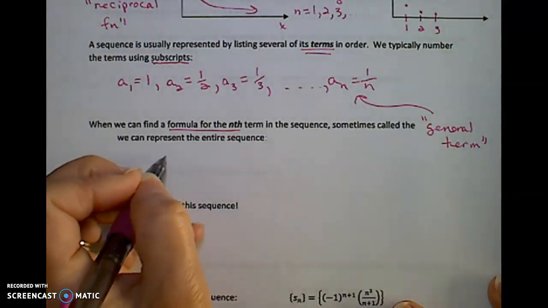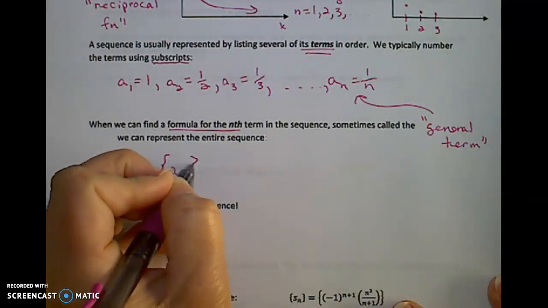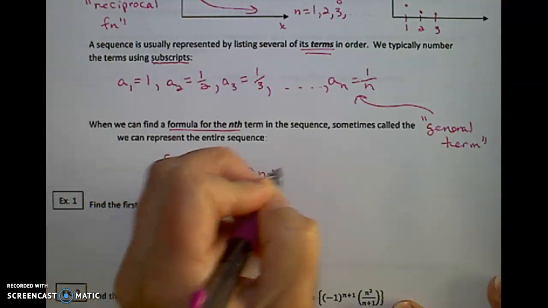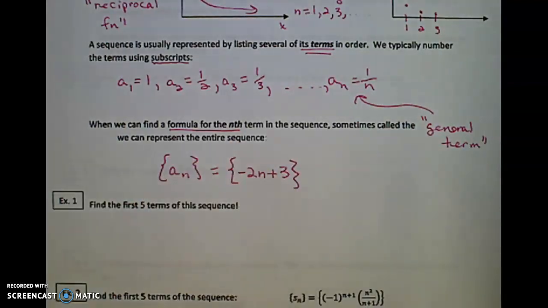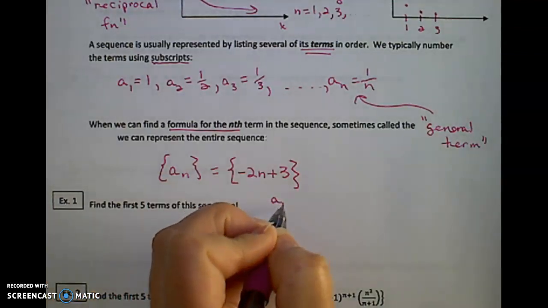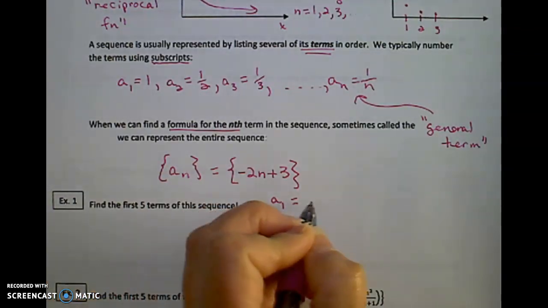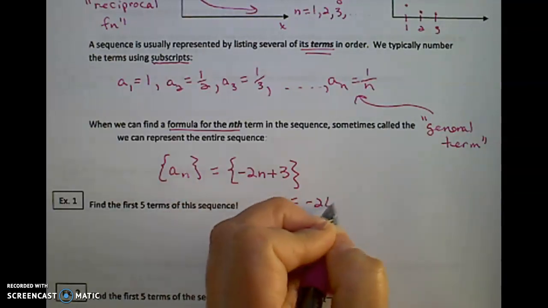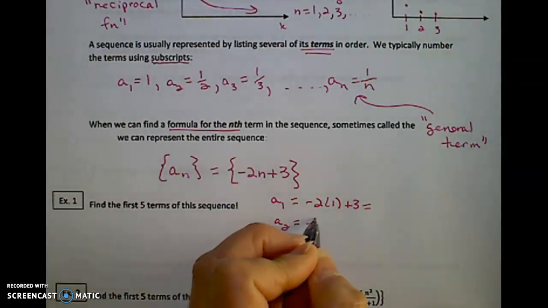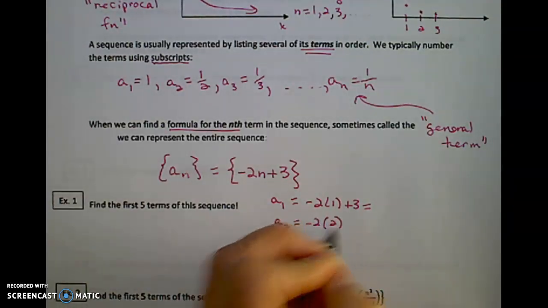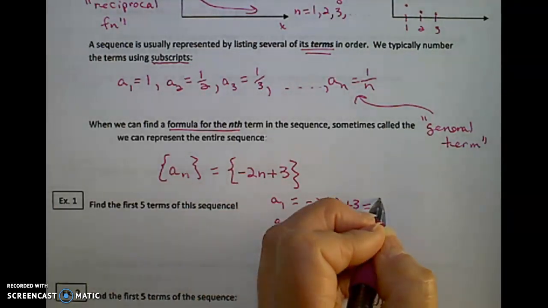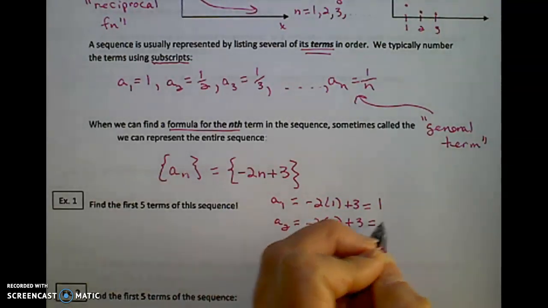Let's look at a new sequence. Let's say my sequence is a sub n equals negative 2n plus 3. Find the first 5 terms of that sequence. That means for my first term, I input 1: negative 2 times 1 plus 3. The second term will be negative 2 times input 2, that subscript, into the given general term. What is that? Negative 2 plus 3, which is 1. Negative 4 plus 3, which is negative 1.